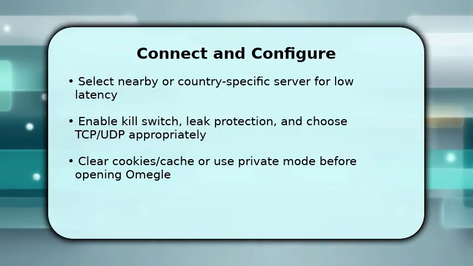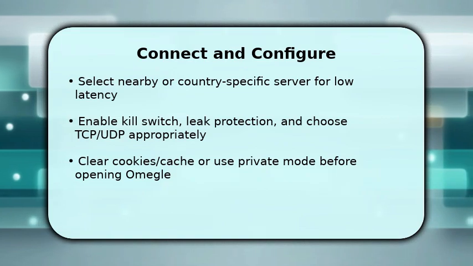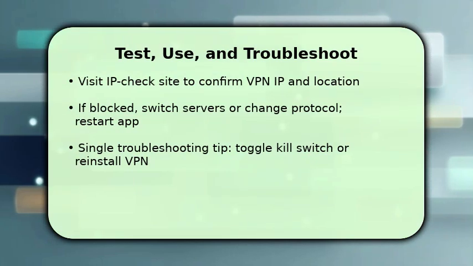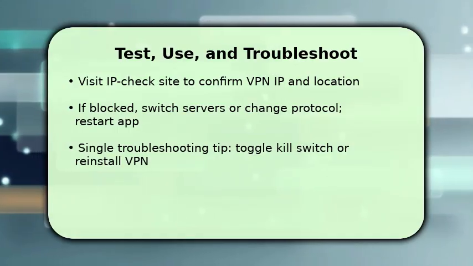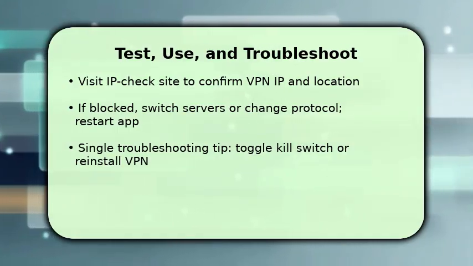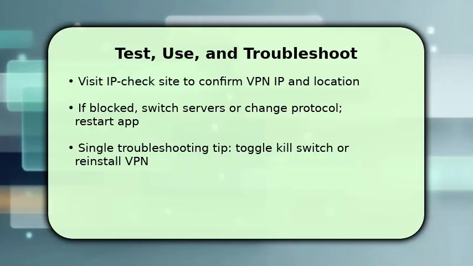Finally, verify everything works by visiting an IP check site to confirm the VPN-assigned IP and country are active. This tells you Omegle will see the VPN location. Then open Omegle, allow camera/mic access if prompted, and start chatting.